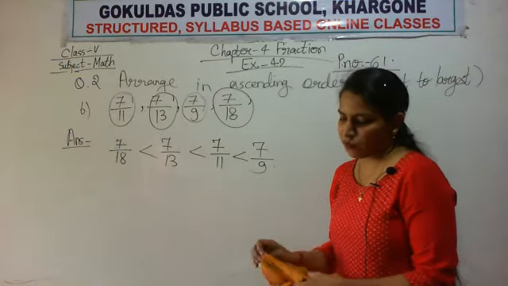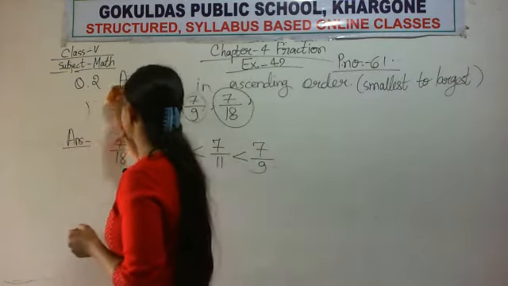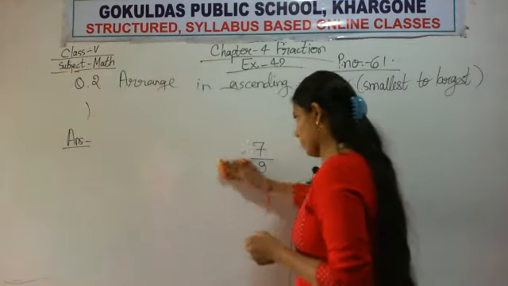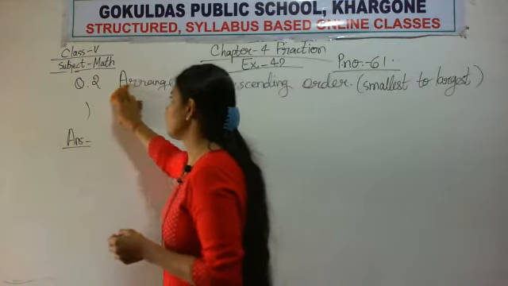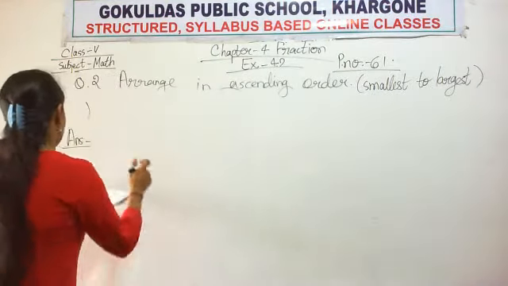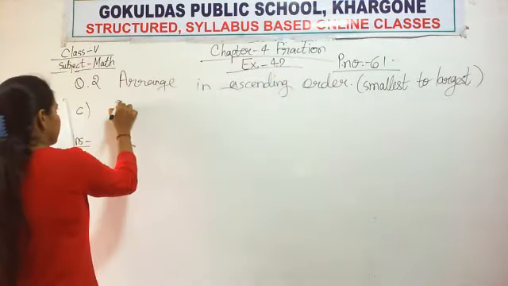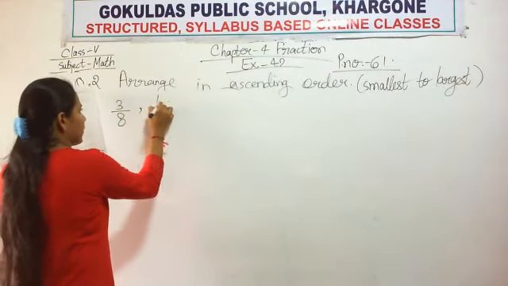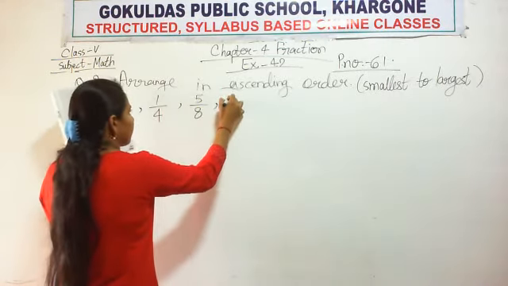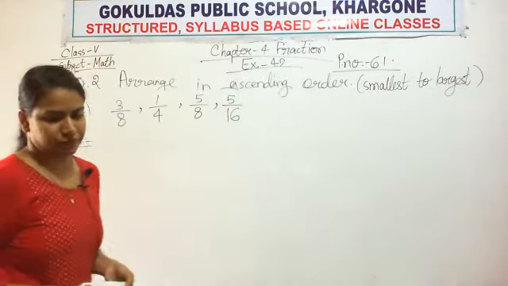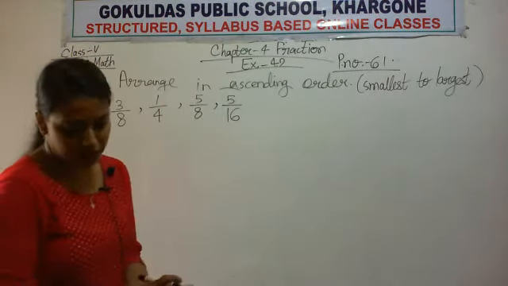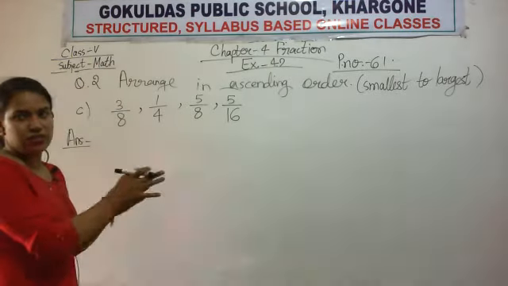Now one more question I am doing for you, that is C. If you don't practice these questions at home, then definitely you will forget the concept. So keep practicing. Given fractions are 3 upon 8, 1 upon 4, 5 upon 8, 5 upon 16. These are 4 given fractions. You want to arrange these fractions in which order? In ascending order, in smallest to largest arrangement.